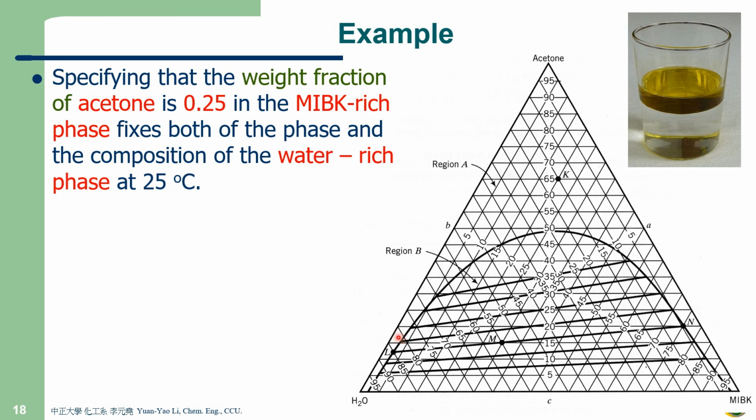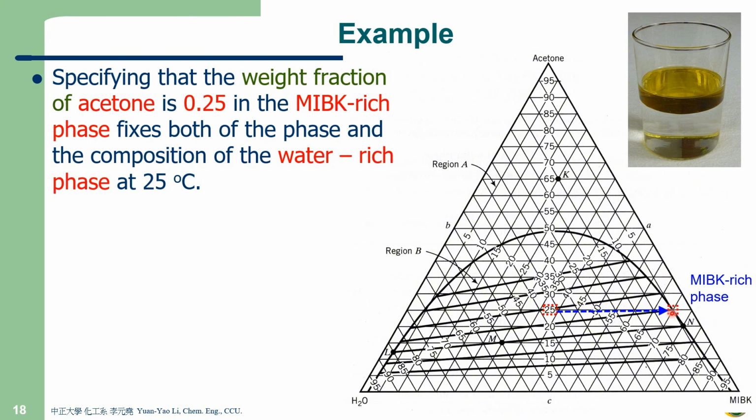Okay, so this point represents the composition of the water-rich phase, and this point represents the composition of the MIBK-rich phase. Let me show you this. So you have the tie line. You go to this point, this one. So this is the MIBK-rich phase.